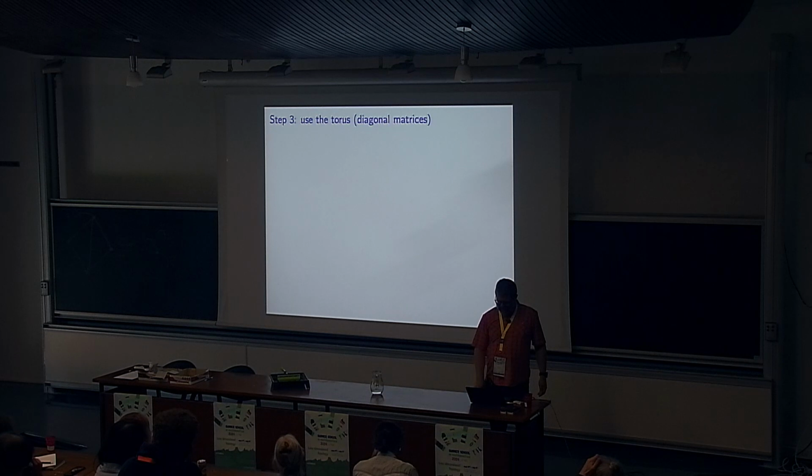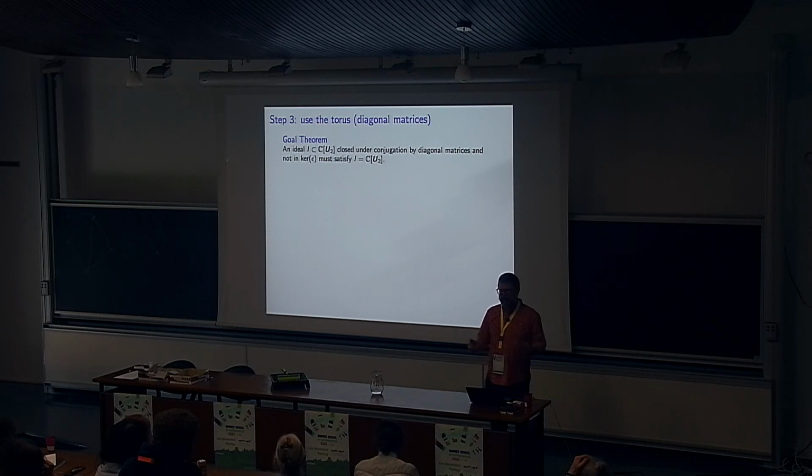OK, use the torus. The diagonal matrices are also called an algebraic torus. If you work in the world of algebraic groups, for some reason a torus to you is the same thing as a group of diagonal matrices, which definitely don't form a torus to a topologist, but it is what it is.